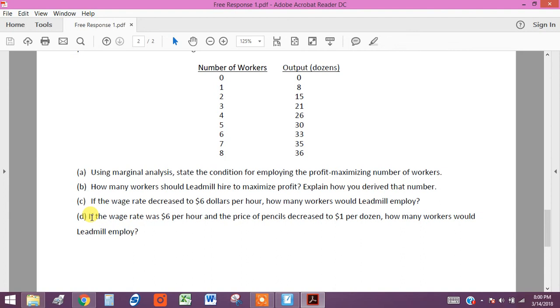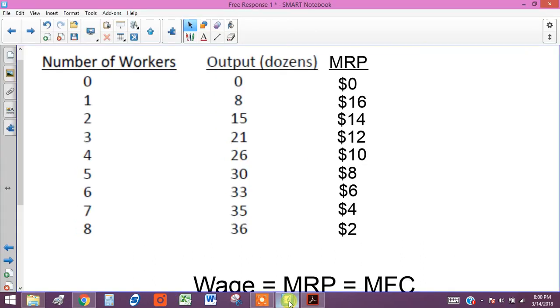We simply need to come back over, and I didn't actually write these numbers in, but that's just going to cut your marginal revenue product in half, because instead of $2 per dozen, it's $1. So instead of having a marginal revenue product here of 16, it's going to be cut in half to 8. This is 7. So this is 6 right here.